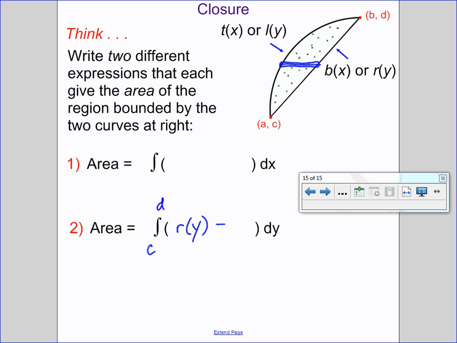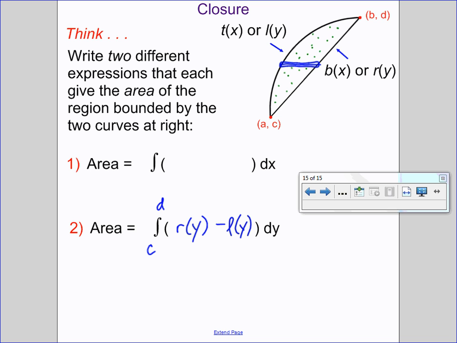Minus the left curve, solve for x, would be x equals l of y, with y's in it. Awesome. So there's the integral from the bottom of the region to the top of the region. Those are y values. They must match with respect to which variable. And then right curve, solve for x, is x equals r of y, minus left curve, solve for x, is x equals l of y.